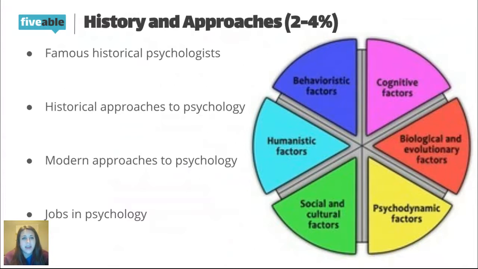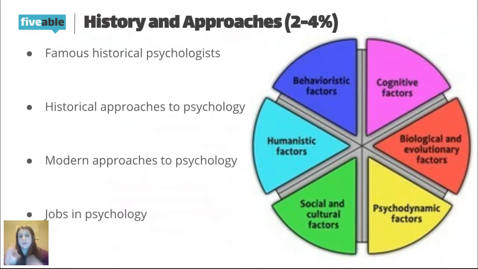Then that unit goes on to talking about modern approaches to psychology, and that's what this pie chart is here. Make sure you know what it means for cognitive factors, so thinking and thought processes, and humanistic factors, and go through and make sure you remember all the different fields and subsets of psychology. There typically is a small question about job or type of psychologist. So that's the history and approaches unit.